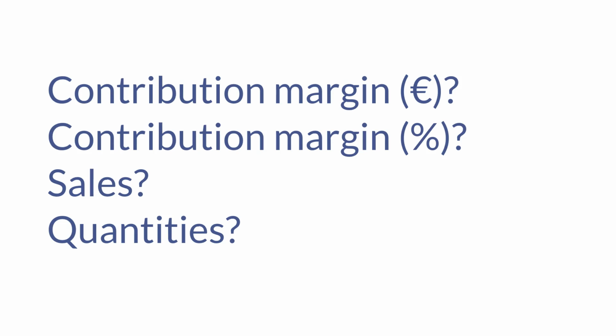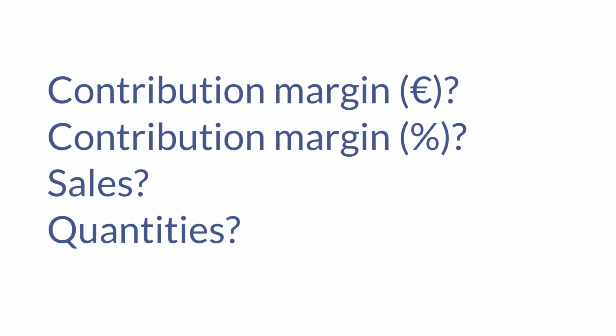Also, you could try to maximize quantities. That's maybe a way to obtain a discount on volume, which would allow an improvement of the unit contribution margin because the variable purchasing cost of the goods sold would decrease.